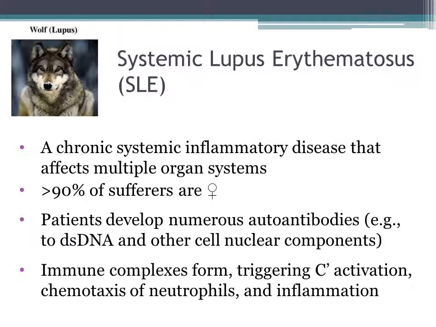Patients develop numerous autoantibodies to cell nuclear components. As we look at this a little closer, we'll learn that it could be several different portions of the cell nucleus. One of the antibodies to one of the portions of the nucleus is to double-stranded DNA. People with these autoantibodies develop immune complexes. This triggers complement activation, which of course then helps accentuate the chemotaxis of the neutrophils and the inflammatory response.